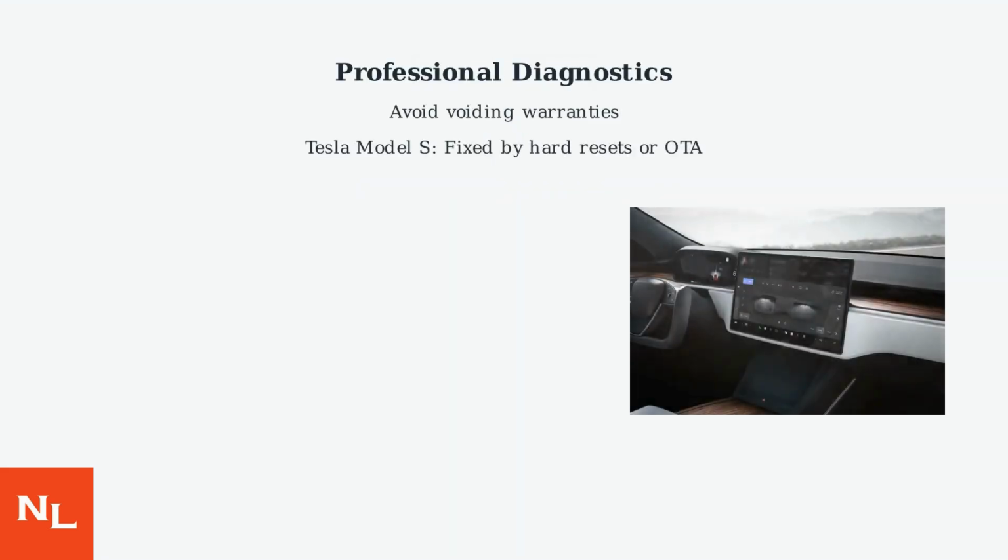For deeper issues, professional diagnostics are recommended to avoid voiding warranties. Tesla's Model S experienced infotainment screen failures, which were resolved by hard resets or OTA updates, highlighting the importance of power management and software solutions.